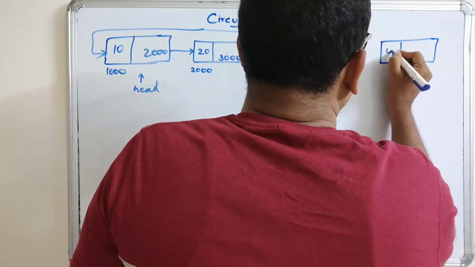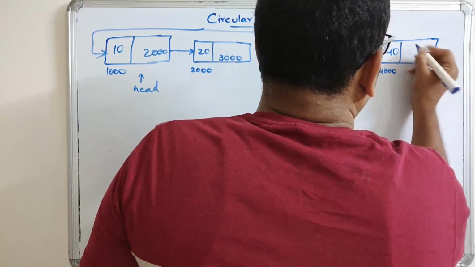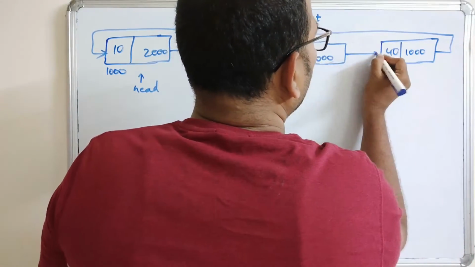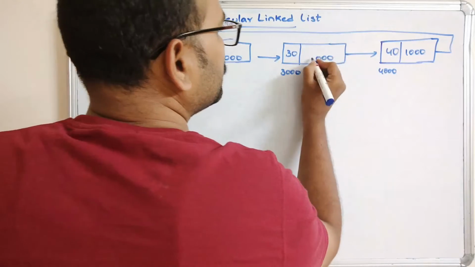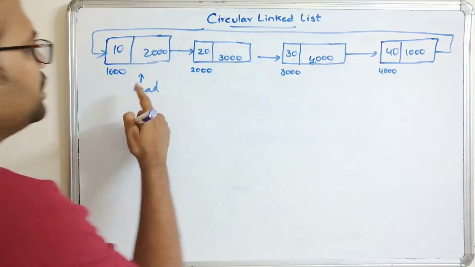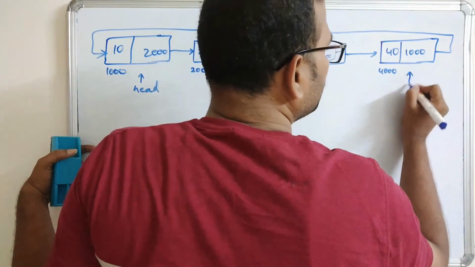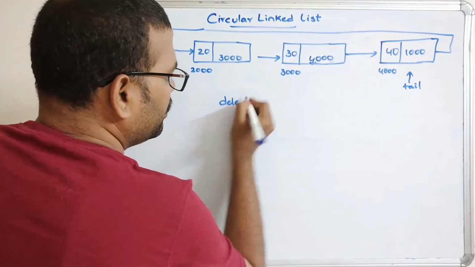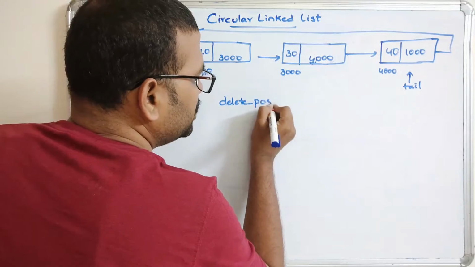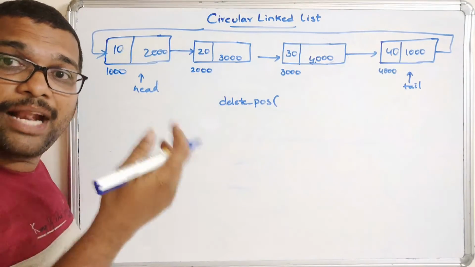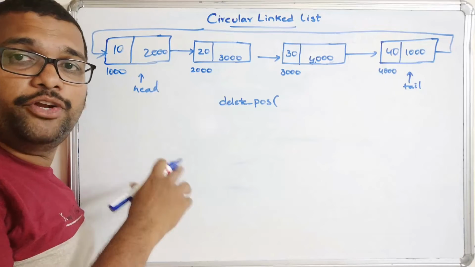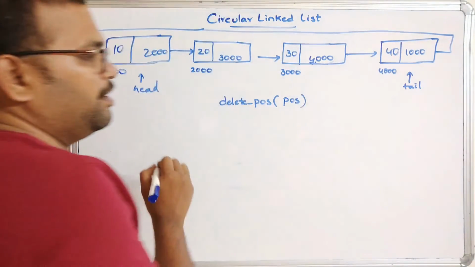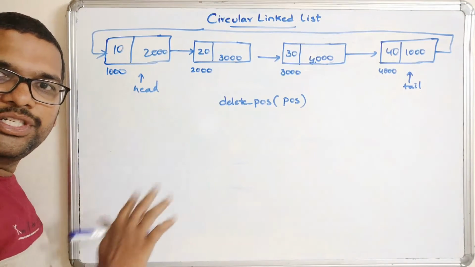Take the 1000, which will be the last one. So it is 4000 to establish the link, and this is the head and this is the tail. Now we are deleting at a particular position. So here we need to give a parameter that is the position from where we need to delete. So just give the position as a parameter here. Okay, one parameter, that is the position.